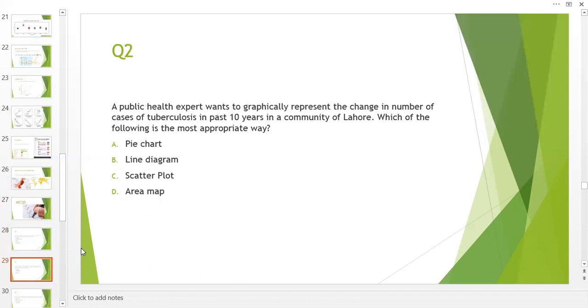A public health expert wants to graphically represent the change in number of cases of tuberculosis in the past 10 years in a community of Lahore. Which of the following is the most appropriate way? B. Line diagram. Yes, the correct answer is line diagram, because in a line diagram we take the time interval on the x-axis, and on the y-axis we plot the number of cases of tuberculosis per year.